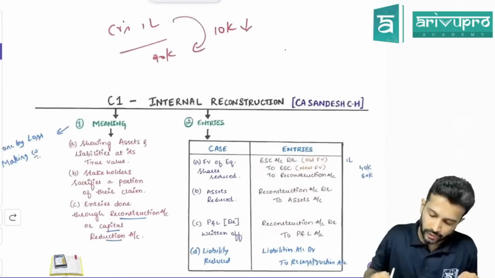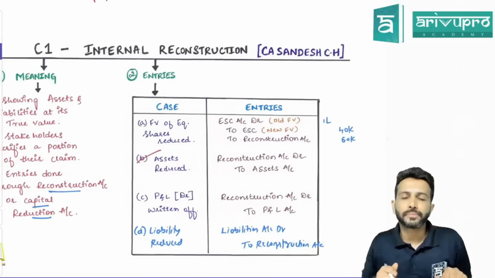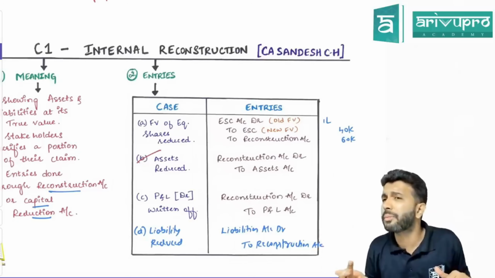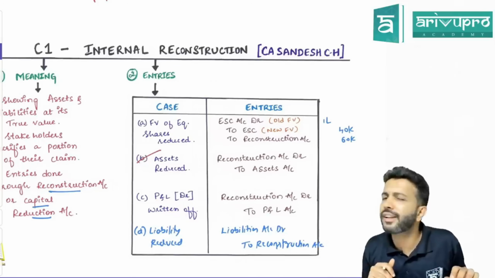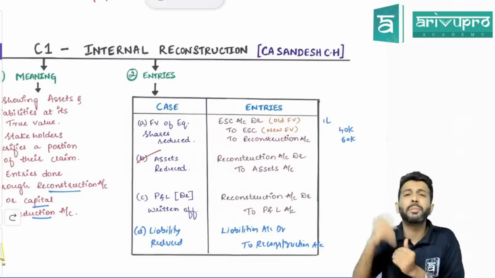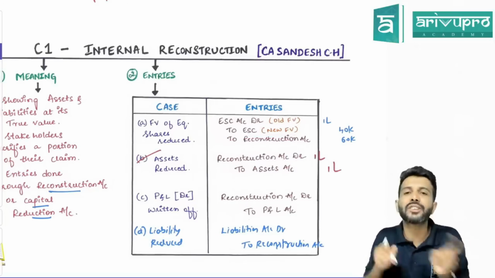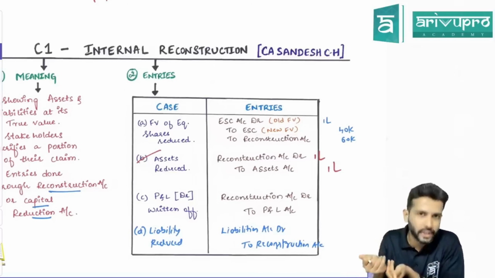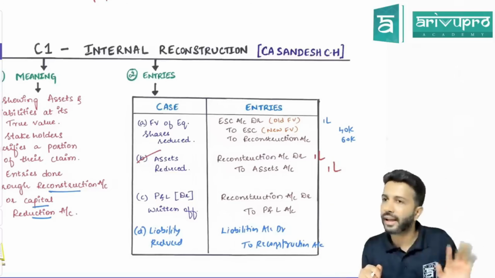Okay, sir. Then, let's say asset value is reduced. What is the journal entry you will pass? Asset has a debit balance. How do you reduce it? Credit. What will you debit? The God. Who is the God in this chapter? Reconstruction account. So the journal entry will be reconstruction account debit to assets account. If an asset has reduced by 1 lakh, you will pass the entry reconstruction account debit to that asset account 1 lakh. If land and building has reduced by 1 lakh, you will pass the entry reconstruction account debit to land and building 1 lakh, like that.